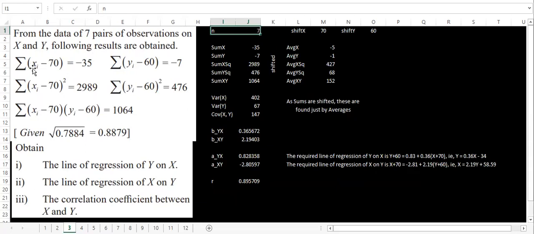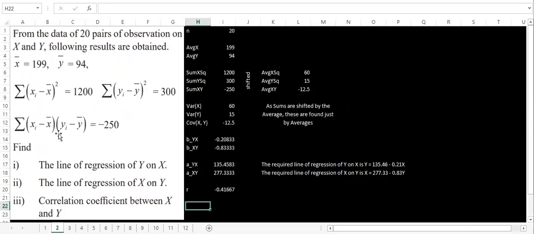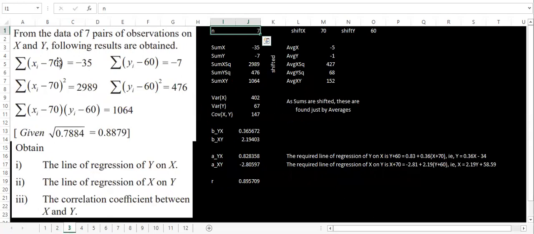Now, we are given the information of the sum of the x values shifted by 70. Now remember, 70 may or may not be the average of the original x value. In the earlier case, we were shifting by the average itself. This was average x. But here it may not be the case. So this 70 is just a shift in the x value. And similarly, this 60 is just the shift in the y value. We don't know what the average is.